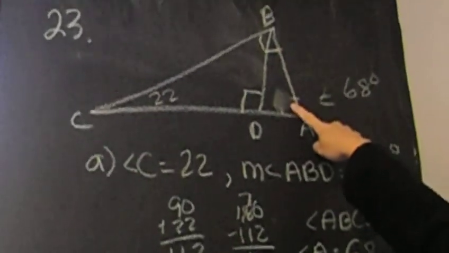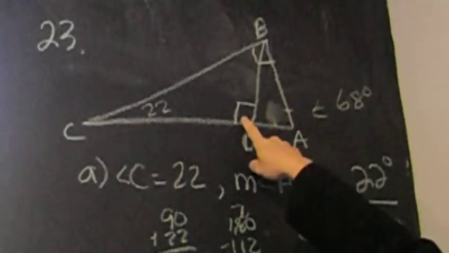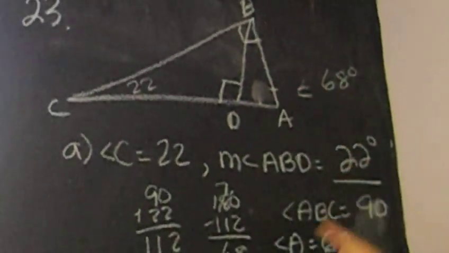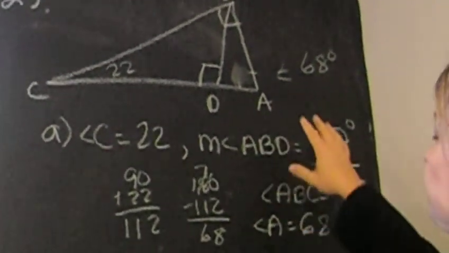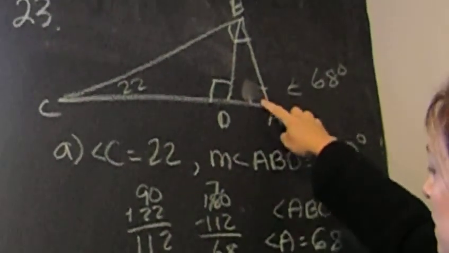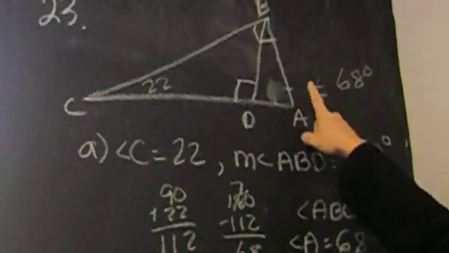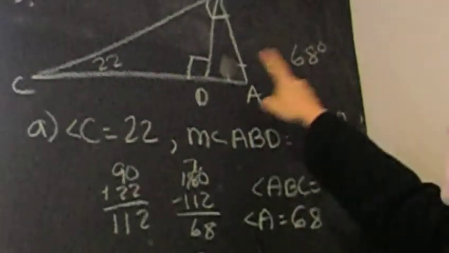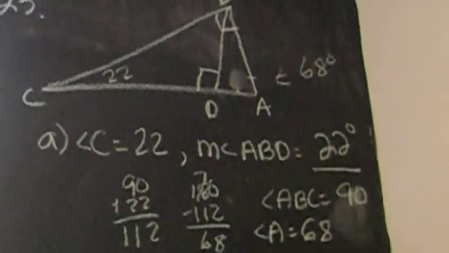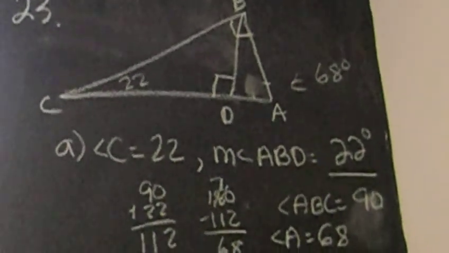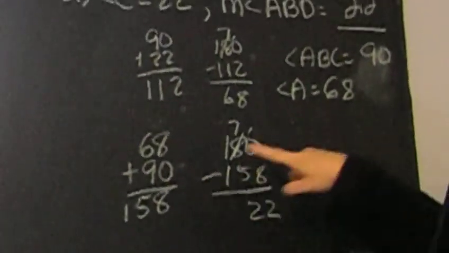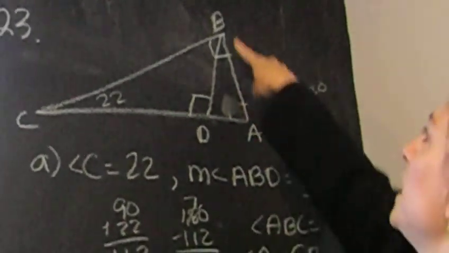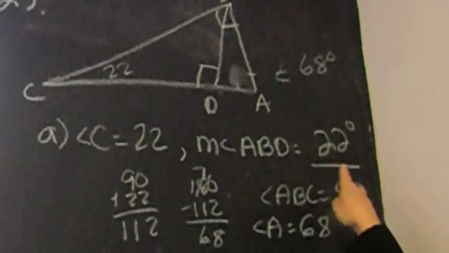So if A is 68 and BDA is 90, then I can figure out ABD because all triangles are 180 degrees. Angle A equals 68, that's 90. 90 plus 68 is 158. 180 minus 158 is 22. So angle ABD, this little angle, is 22.